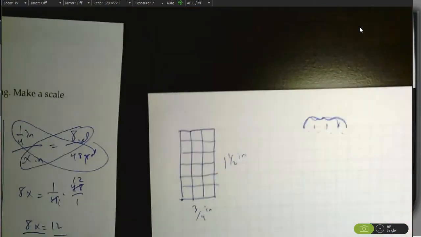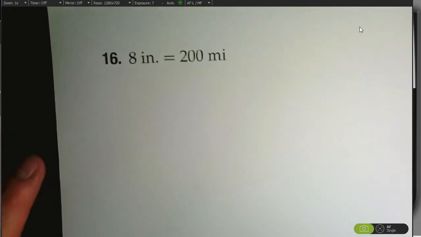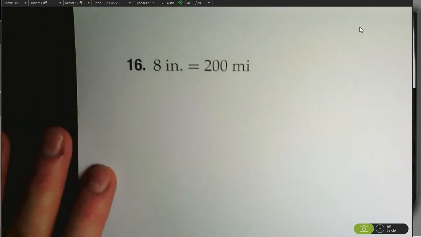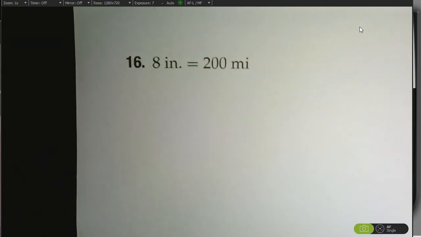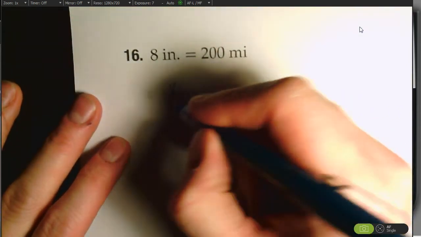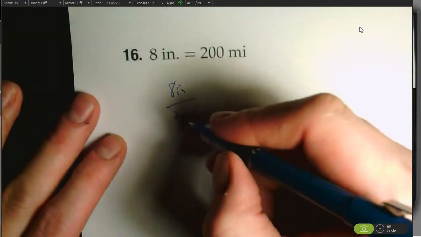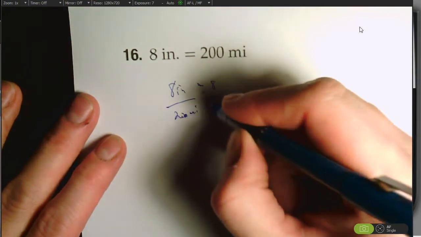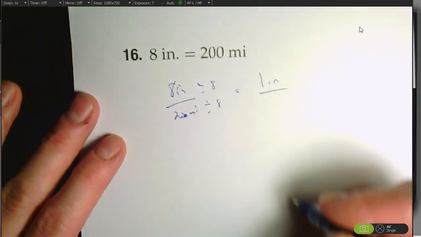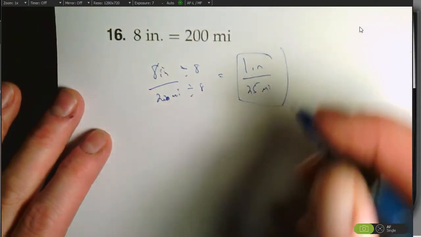Okay. Last problem I'm going to look at real quick, because this is getting long, is number 16. On number 16, again, you're supposed to create a scale. Not a scale factor, but just a scale. If you're doing a scale factor, it'd be a huge mess because inches and miles are way off in their conversions. But what we do is we put 8 inches over 200 miles and divide them by whatever we can. We can divide them both by 8. That gives me 1 inch to 25 miles. There's our scale.